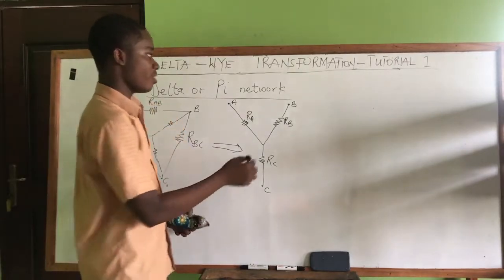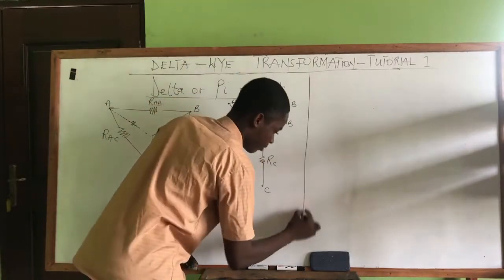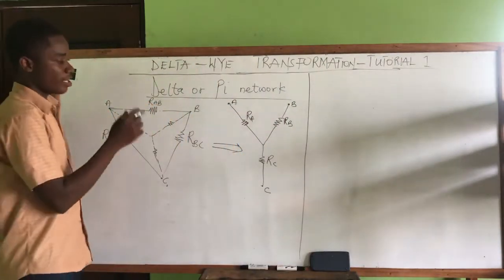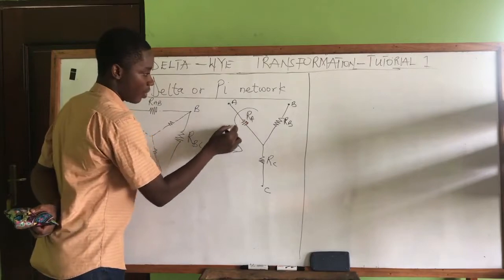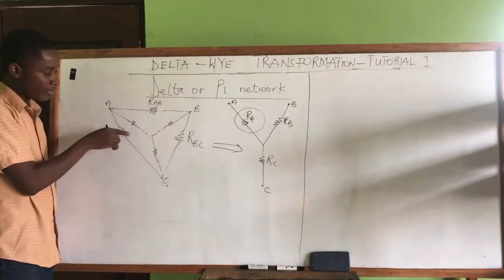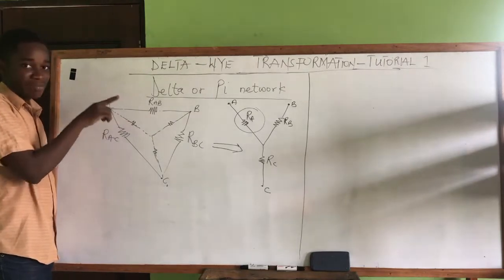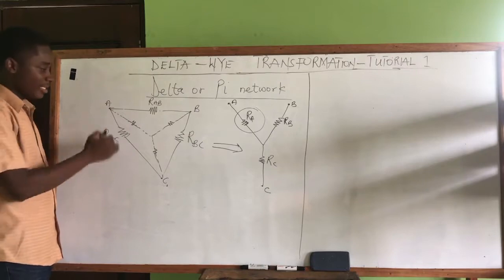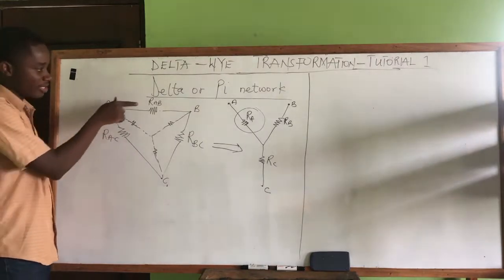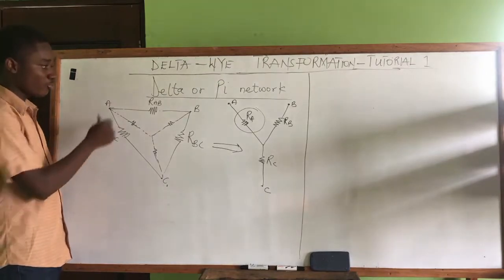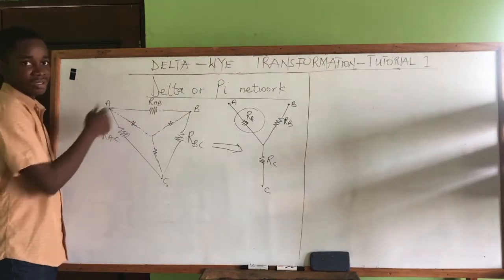So let's see. If you want to convert, it's formula work. Let's see how best we can memorize the formula. If you want to calculate the Y value RA, check your delta values where you drew your Y. This value is connected between two delta values. It is lying between two delta values, and the values are RAB and RAC.